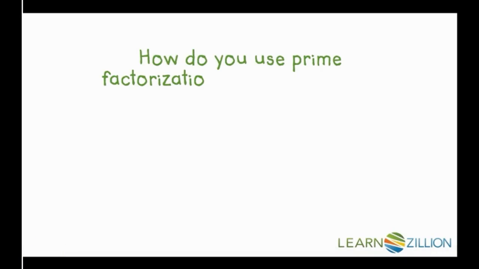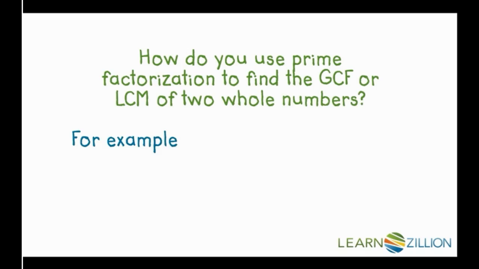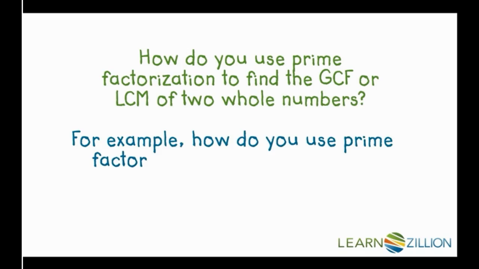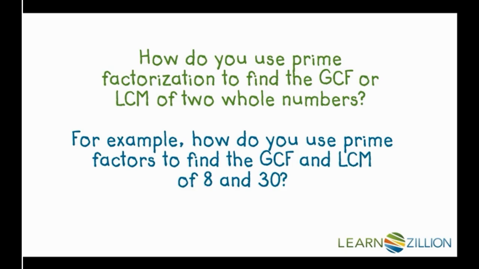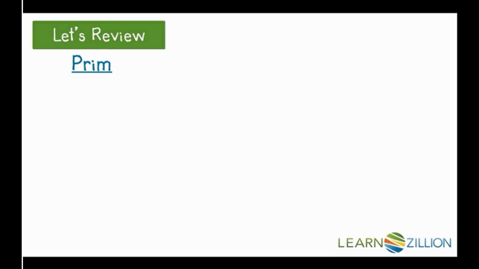How do you use prime factorization to find the GCF or LCM of two whole numbers? For example, how do you use prime factors to find the GCF and LCM of 8 and 30? In this lesson, you will learn how to find the GCF, greatest common factor, and LCM, least common multiple, of two whole numbers by using their prime factors.